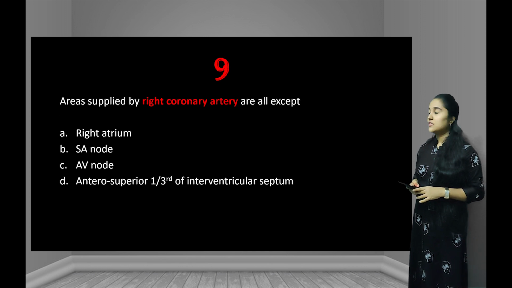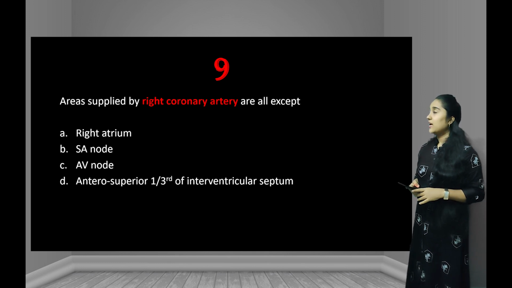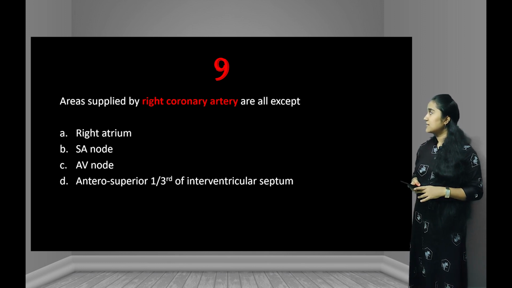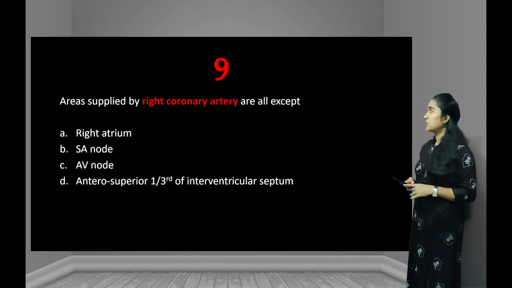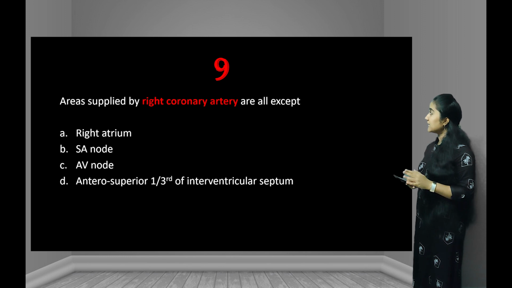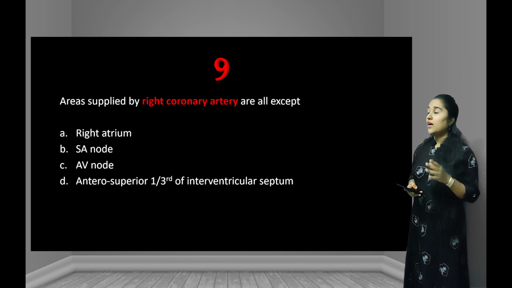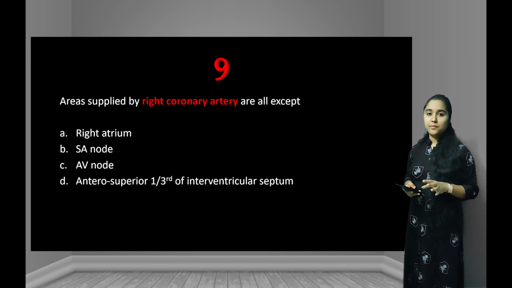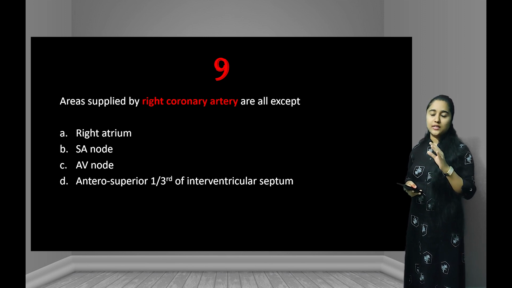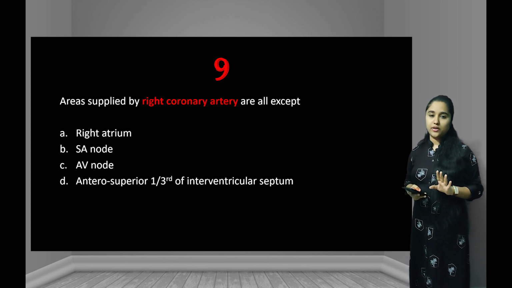The next question is, areas supplied by the right coronary artery are all except A. Right atrium, B. SA node, C. AV node, and D. Anterior superior 1/3 of the interventricular septum. So we know that the right atrium is supplied by the right coronary artery. SA node in 65% of population is supplied by the right coronary artery. AV node in about 80 to 90% of population is supplied by an artery with an inverted loop arising from the posterior interventricular artery, which is a branch of the right coronary artery.